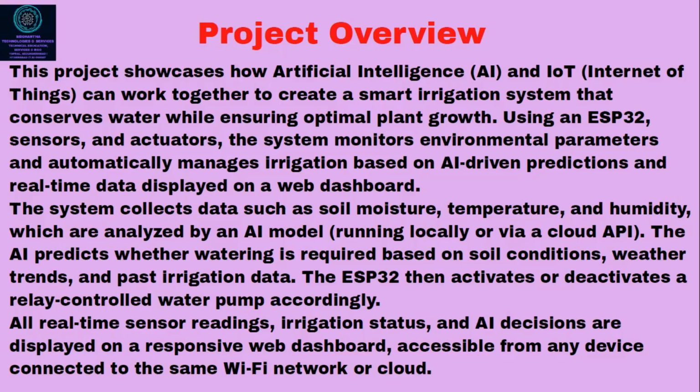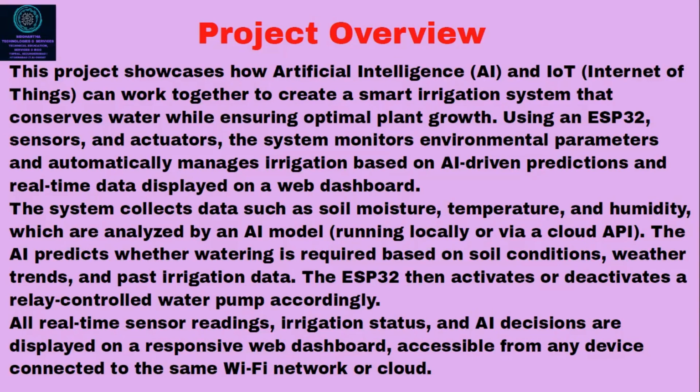The system collects data such as soil moisture, temperature, and humidity, which are analyzed by an AI model that is running locally or via a cloud API. We can use any of these. The AI predicts whether watering is required based on soil condition, weather, trends, and past irrigation data. We can use the past irrigation data and the trends also.